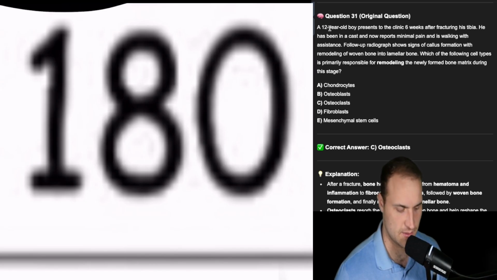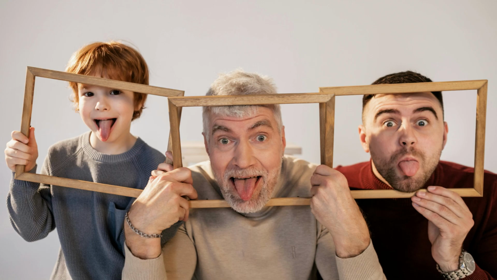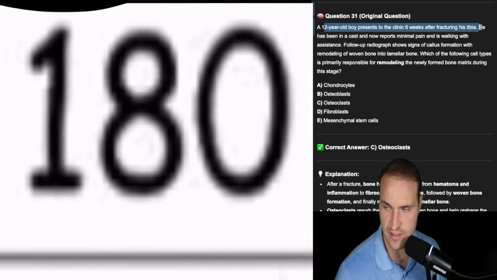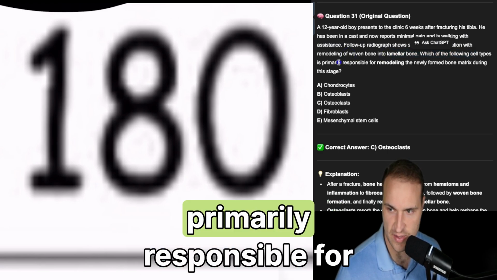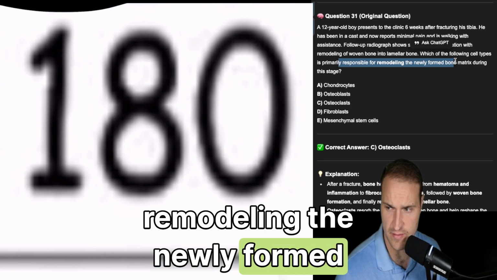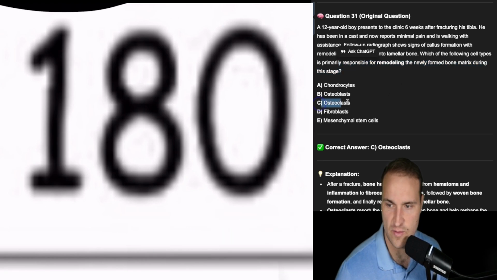All right, next up, 180, we have a 12-year-old boy who goes to the clinic 6 weeks after fracturing his tibia. He's been in a cast, now has minimal pain, and is walking with assistance. Follow-up radiograph shows callus formation with remodeling of woven bone into laminar bone. Which of the following cell types is primarily responsible for remodeling the newly formed bone matrix during this stage? Remodeling would be the osteoclast.